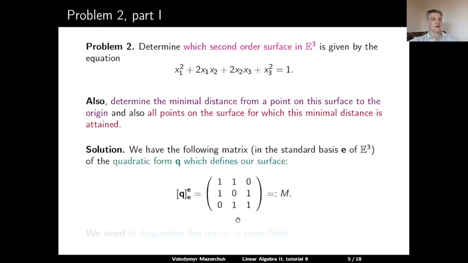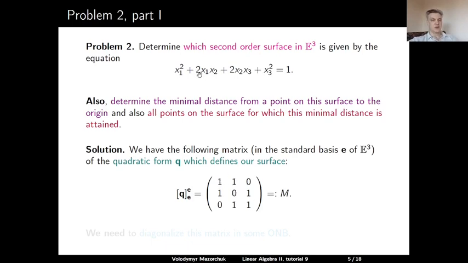Solution. We always start such a problem by writing down the matrix in the standard basis of our Euclidean space for the quadratic form which defines our surface or curve. So in our case, we have a surface, so we have a 3 times 3 matrix. So the diagonal elements are 1 here, then there is nothing at x2 squared, so 0, the second diagonal element, and the coefficient at x3 squared is 1. So the diagonal elements are 1, 0, and 1.